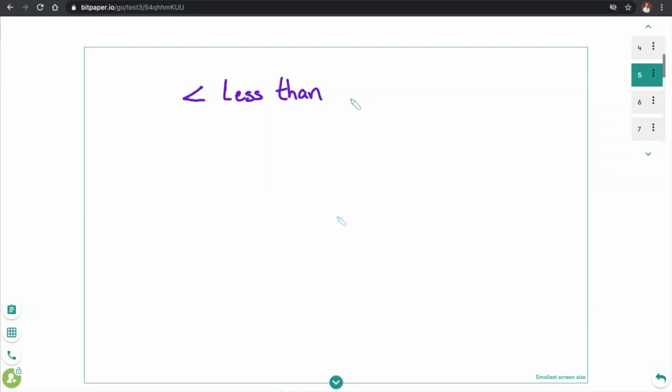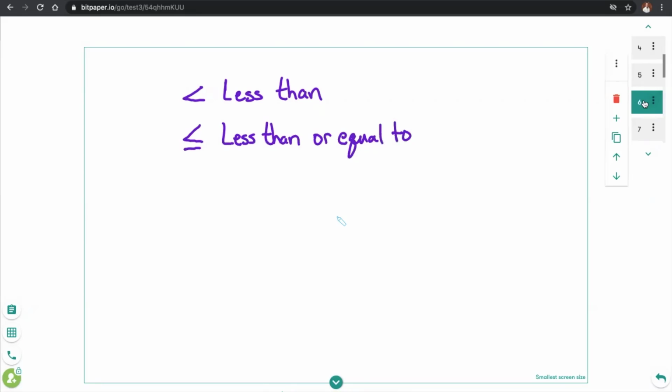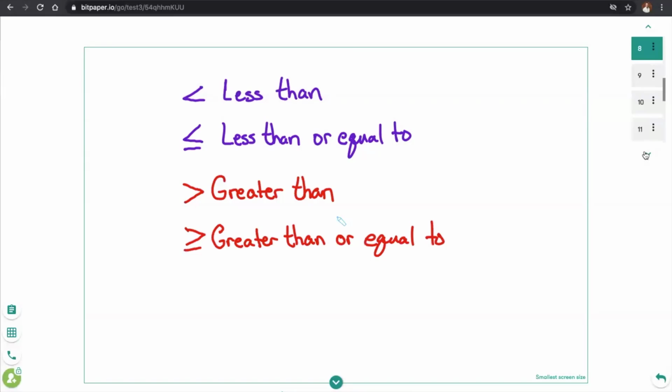Before we do so, I'd like to just mention one or two brief notation things. So the first is about inequality signs. So first we have less than, and then less than or equal to, greater than, and greater than or equal to. And the second thing is how we write these on a graph.